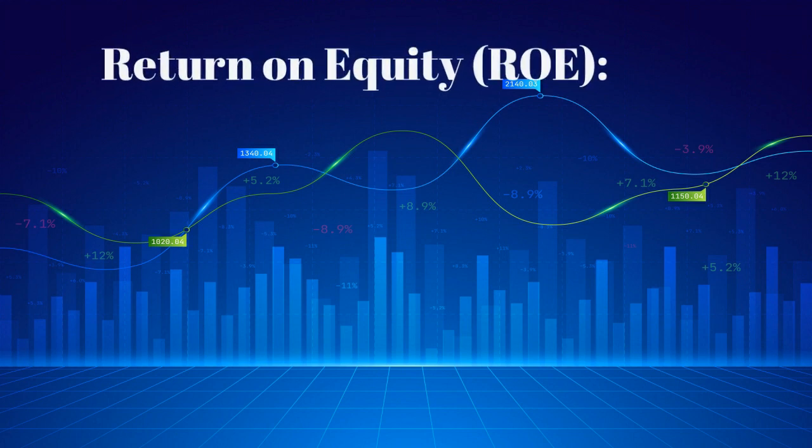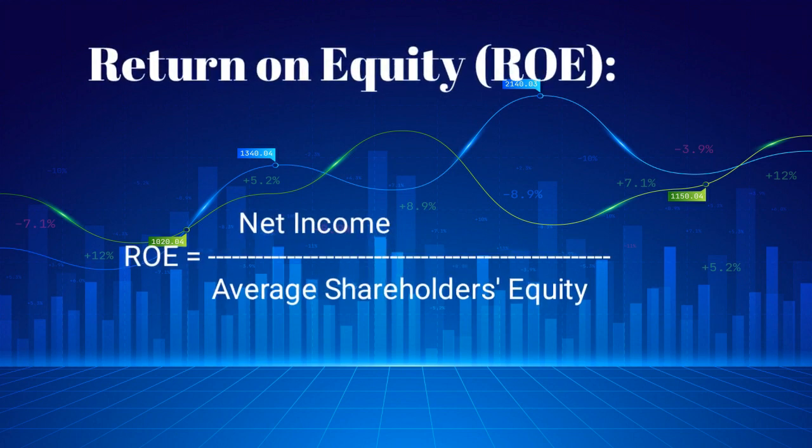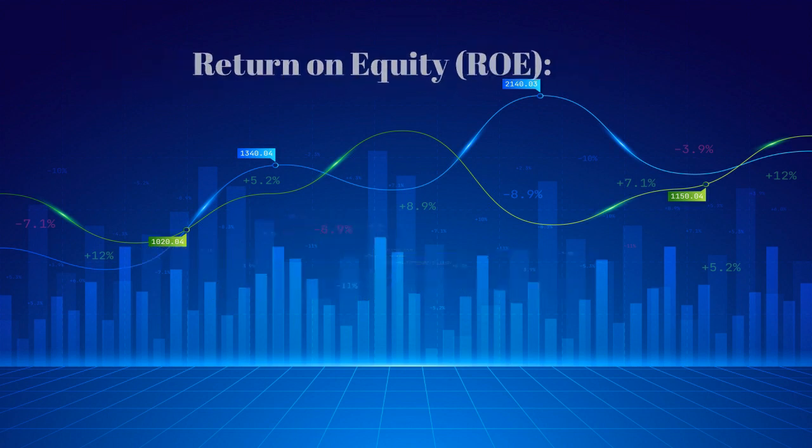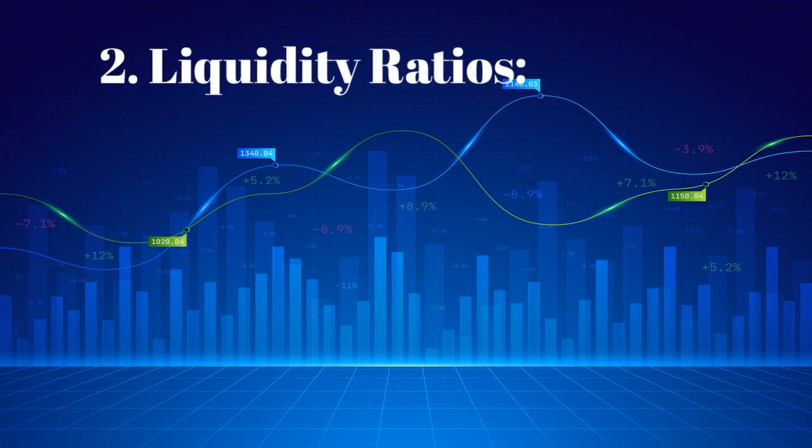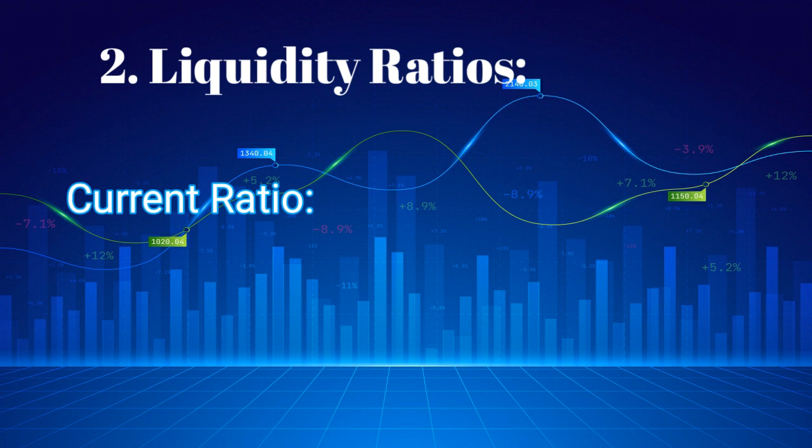Return on equity, ROE. This ratio measures how effectively a company is using its shareholders' equity to generate profits. A higher ROE indicates better profitability relative to shareholder investment. 2. Liquidity ratios. Current ratio. This ratio compares a company's current assets to its current liabilities. A higher current ratio indicates a company's ability to meet its short-term obligations.